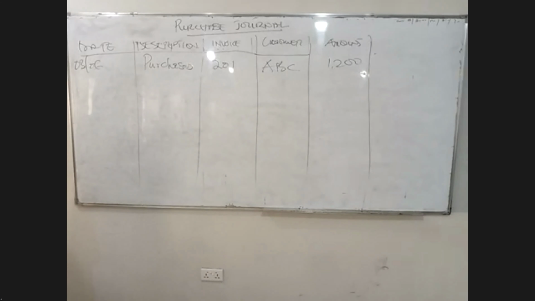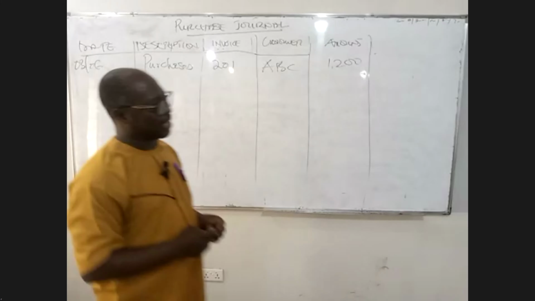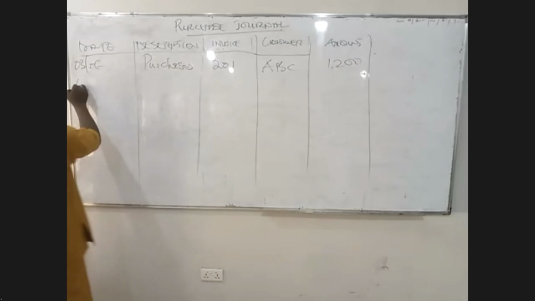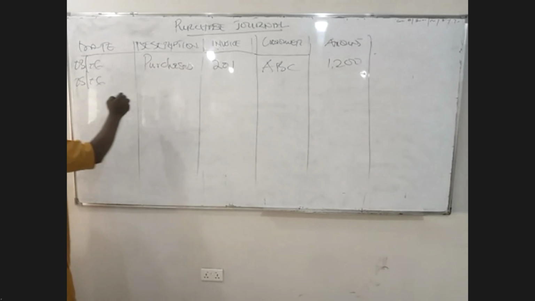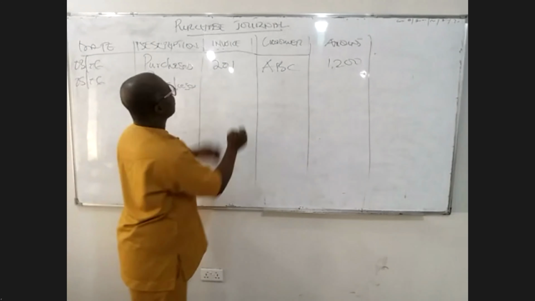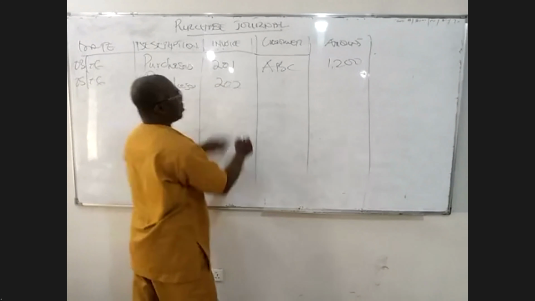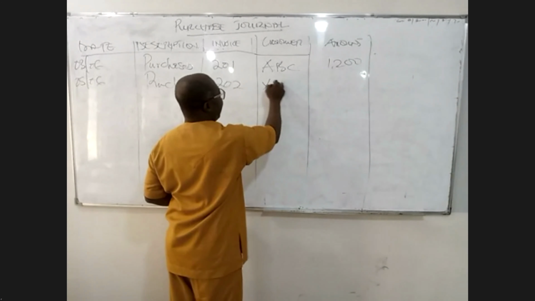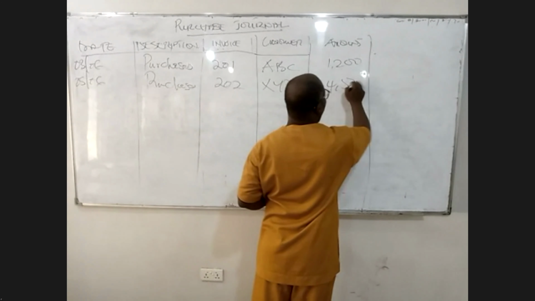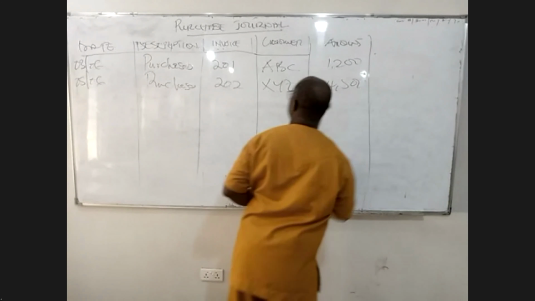Number two, any transaction relating to purchases? 8th of June. Again, here is purchases, 202, XYZ, amount 4,500. Next.